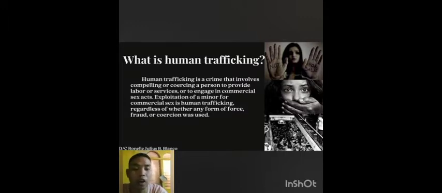The traffickers often use violence or fraudulent employment agencies and fake promises of education and job opportunities to trick and coerce the victim.